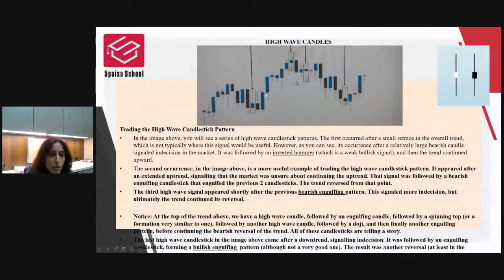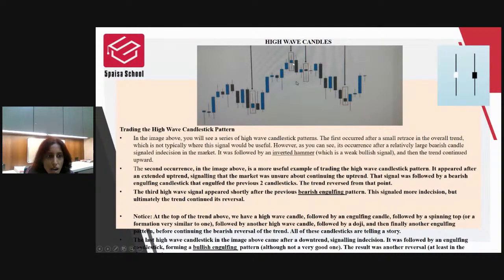Okay. So here it was not giving you that strong a signal, because immediately after that you found an inverted hammer, which signified a weak bullish signal. But after that, you see that the market trend continued upwards. Now the second occurrence, as you can see in the image above, is a more useful example of trading the high wave candlestick pattern.